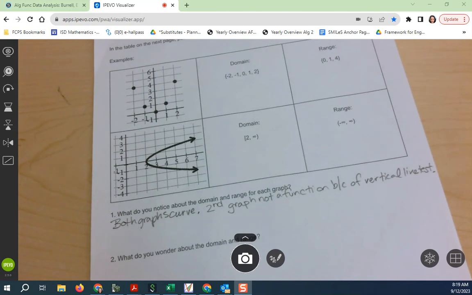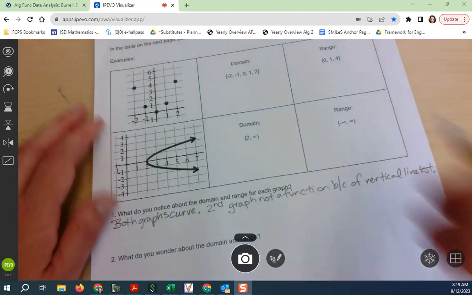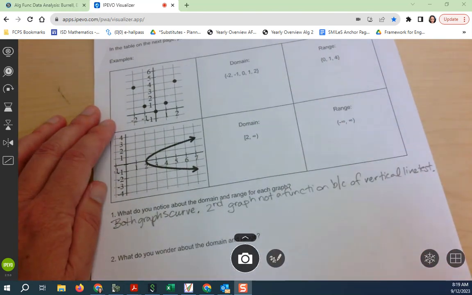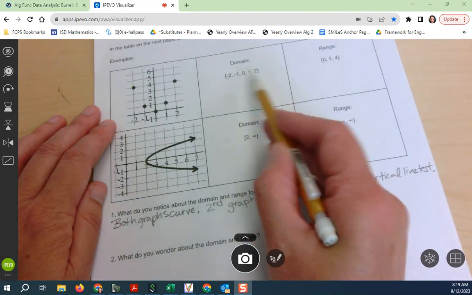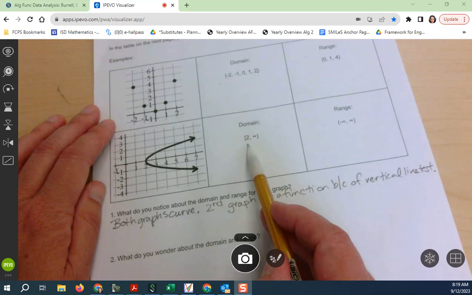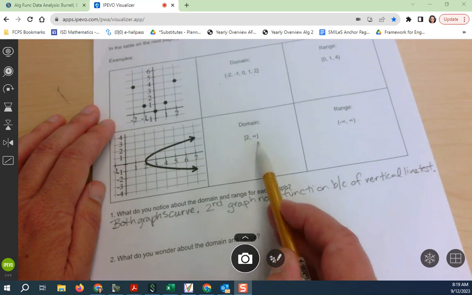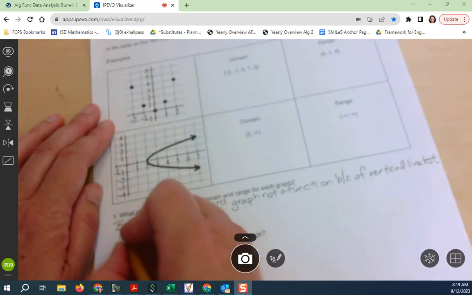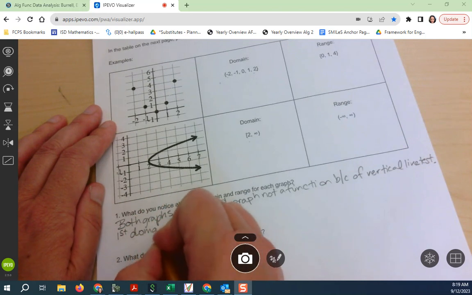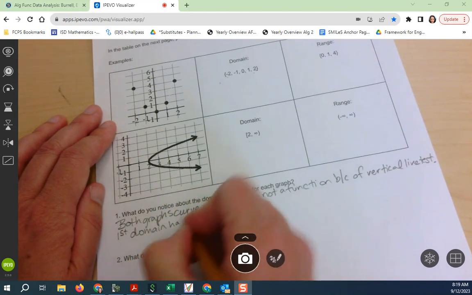I said the domain and range both have positive and negative numbers. So the domain and range both have positive and negative numbers? I mean, for just the domain. Oh, the domain here? So this one? The first domain has positives and negatives. What about the second one? That's positive. All positives? Okay. So the first domain has positive and negative numbers. Anything else?